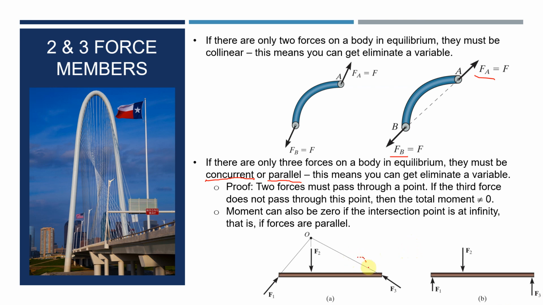Why is that so? Any two forces will meet at a point. Now, we add a third force to the system. If the third force does not go through that point, then you're going to have a net moment. The sum of the moments is not going to be equal to zero, and the thing will rotate. Your system will rotate. The moment can only be zero if the lines of action for all forces pass through a single point. It can also be zero if the forces are parallel.